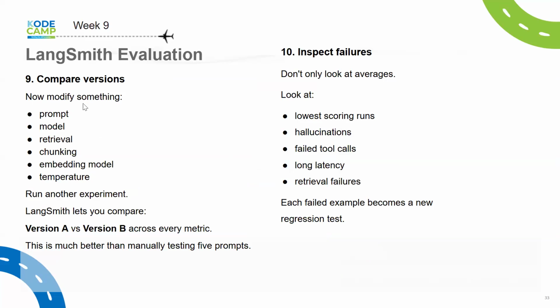Comparing versions means you can modify something in your application that you are trying to test. You can modify a prompt. You can modify the model you are using. You can modify retrieval, chunking, whatever. You can just modify an aspect of it, embedding model, temperature. And then you run that experiment again. And then the last bit will allow you to compare version A versus version B across all of the metrics. So this is much better than manually testing 5 prompts or any number of prompts.